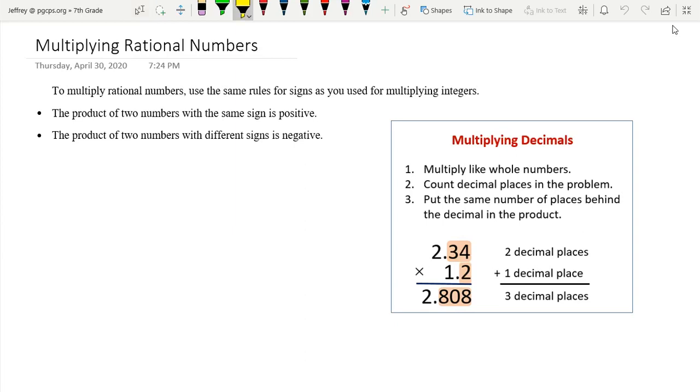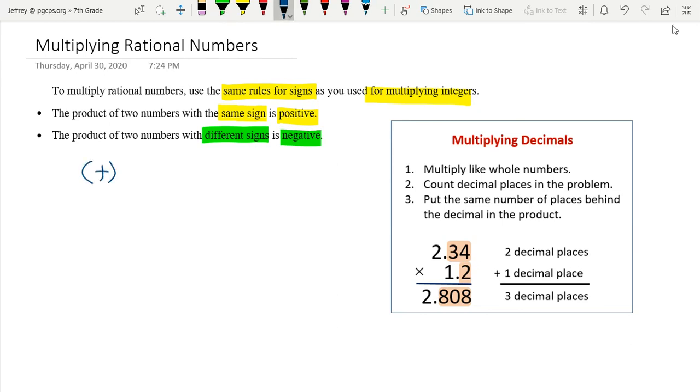Hello students. So let's review multiplying rational numbers. To multiply rational numbers, we use the same rules for signs as you use when you multiply integers. And what are those rules? If you're multiplying two numbers with the same sign, the answer is positive. If you're multiplying numbers with different signs, the answer is negative. So pretty easy to remember.